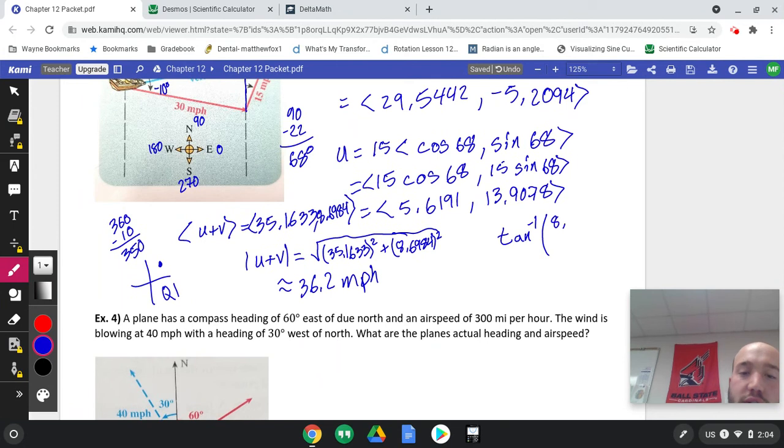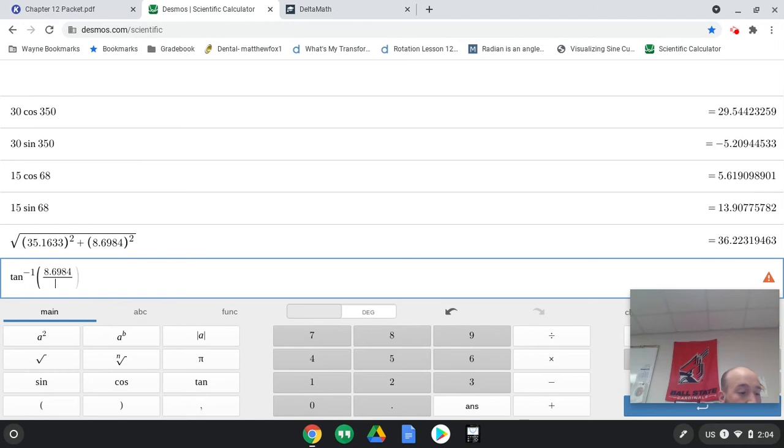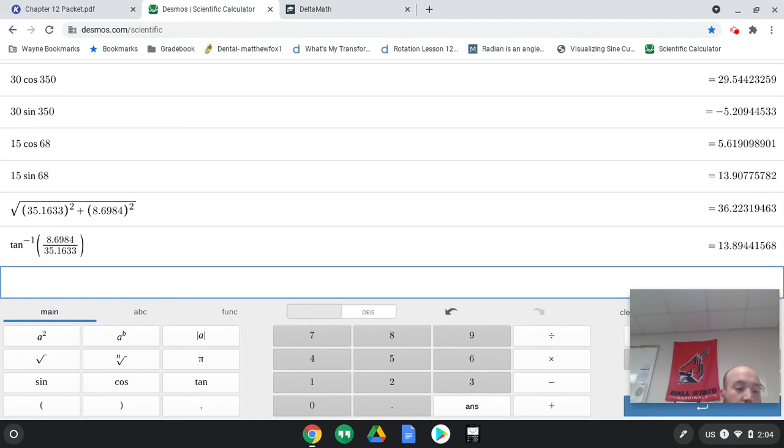The y has to go on top, and on the bottom, the x. Okay, and we will get theta to be, so we go here, tan raised to the -1. And let's see, it was 8.6984 divided by 35.1633. And if we round this up, we get 14 degrees.